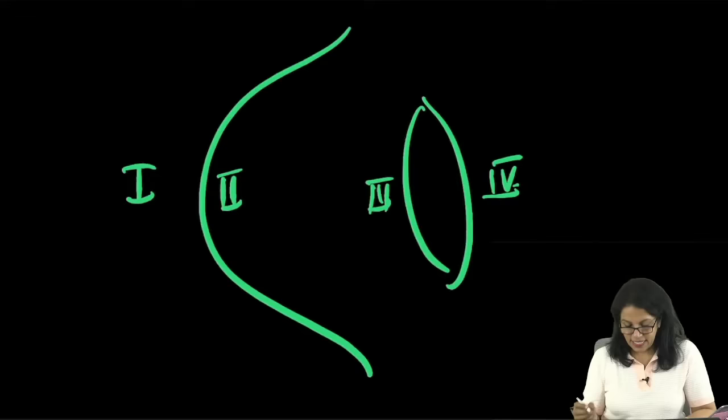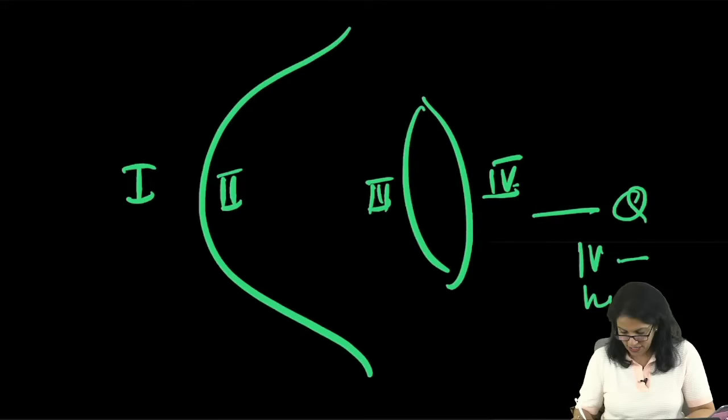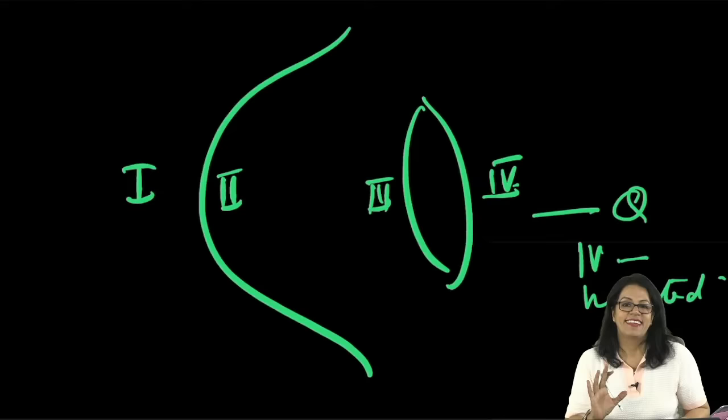Another thing, which image is inverted? If they ask you, it is the fourth which is inverted. Don't forget that. How many images are there in pseudophakia? If they ask you, all four. And in mature cataract, fourth is absent. Just remember this much.